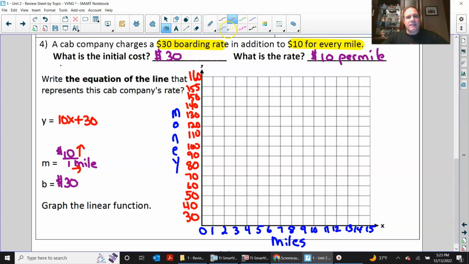So let's go ahead and put our first point down. It is not 0, 0. Remember, when the person got into the cab, the company charges a $30 boarding rate. So for 0 miles, $30. It's unfair, but. And then you go 1 mile, you pay 10 extra. So that's 40. Then you're going 10 extra, you're paying 50. You're going another mile, paying another 10. Another mile, another 10, and it goes up like this. Just like this.